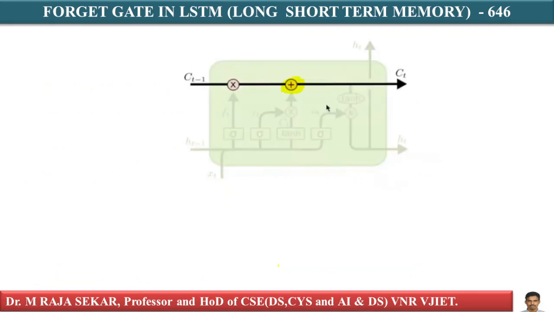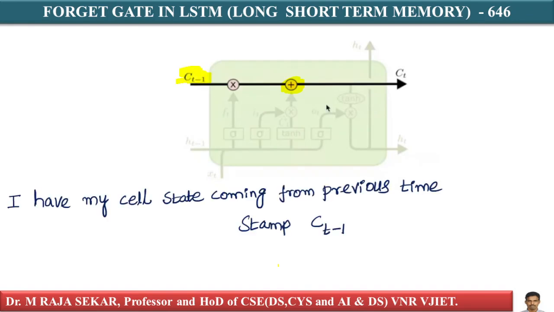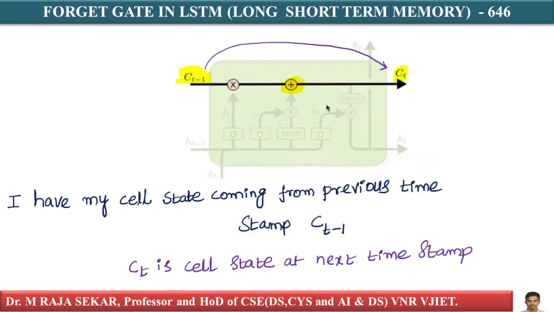So let's look at this connection. Just try to recall, we discussed this one. What does this connection do? Let's ignore everything else. I have my cell state coming from the previous timestamp, ct minus 1, and I'm sending it to the next timestamp, ct. This output I'm getting from the previous stage, that is from the t minus 1 stage to the t stage. ct minus 1 is at the t minus 1th stage, ct is at the tth stage.